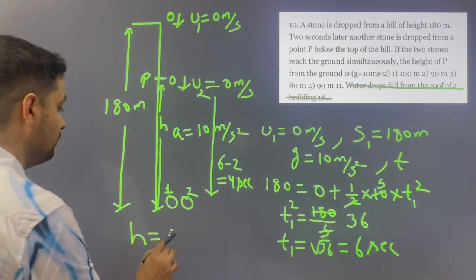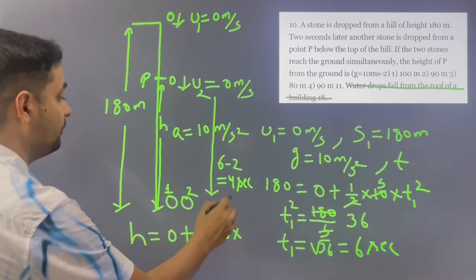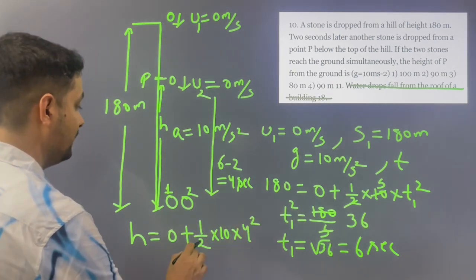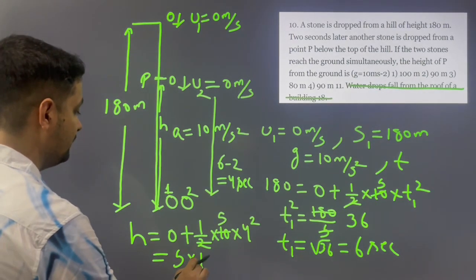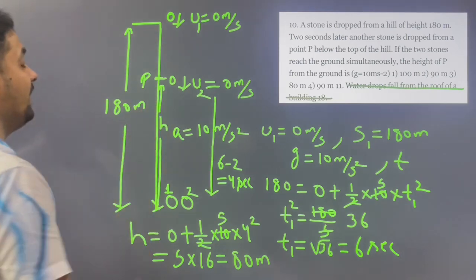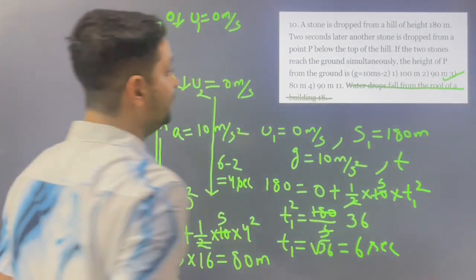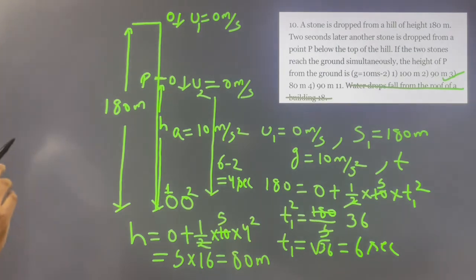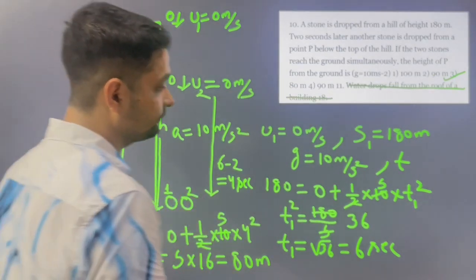U is 0 plus half, a is 10, and time is 4 square. This is what? 5 into 16, that is 80 meter. So from the ground point P, height is 80 meters. So which option is correct? Option third, 80 meter is the correct option. Okay, so I hope you understood this. We'll go for the next question.